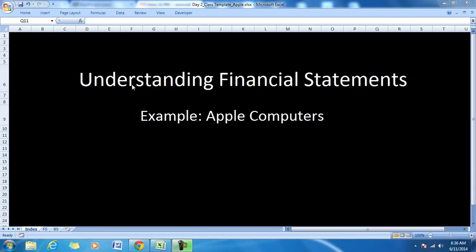In this session, we will try to create the backdrop for undertaking a detailed financial statement analysis. So we are calling this understanding the financial statements. For this, we have taken an example of the financial statements of Apple computers.